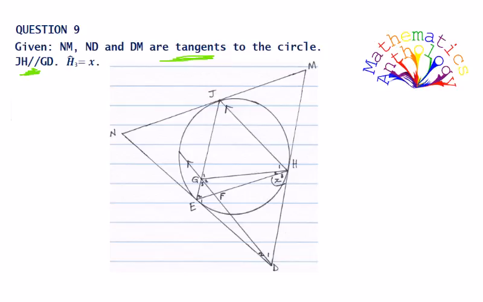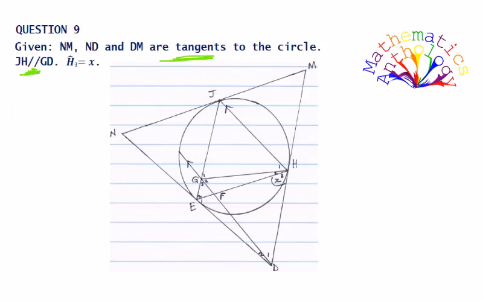If I look at the other tangent, ND, I can see angle E1 would equal angle J because your tangent is ND, your chord is EH, and EH makes up J at the circumference, so E1 would equal J there. There are others, but they aren't marked, so let's go on.